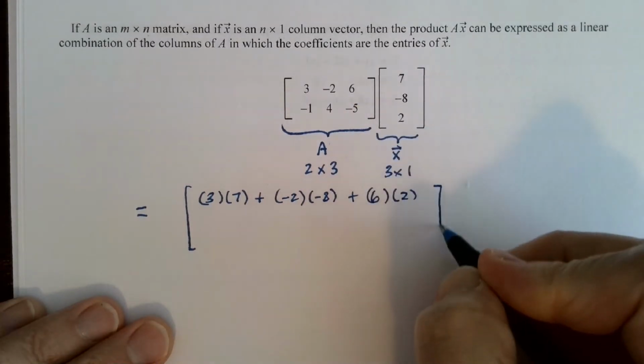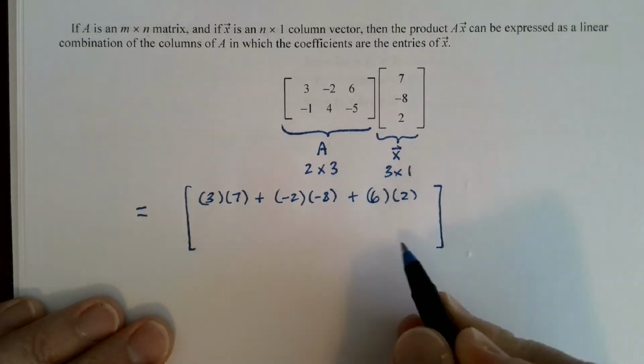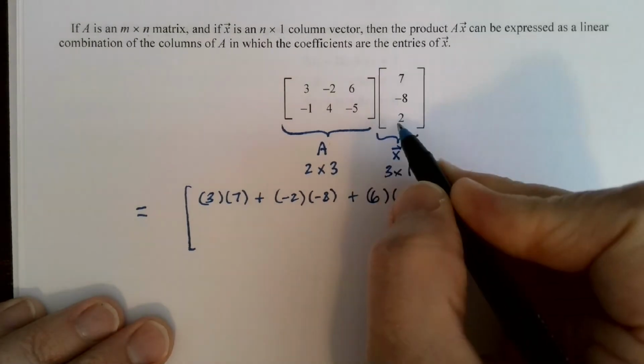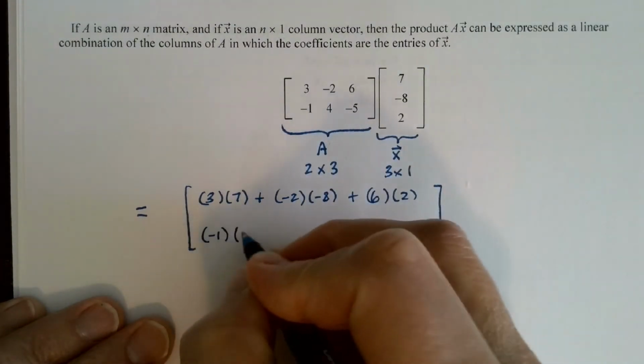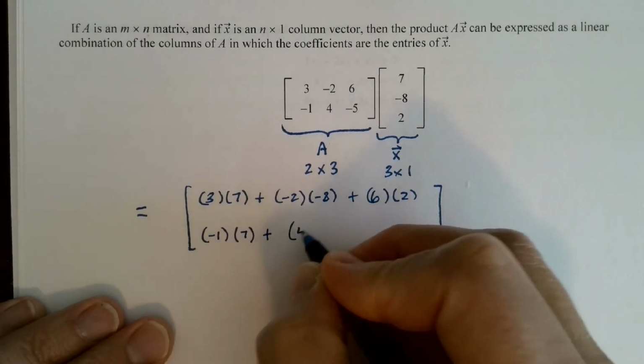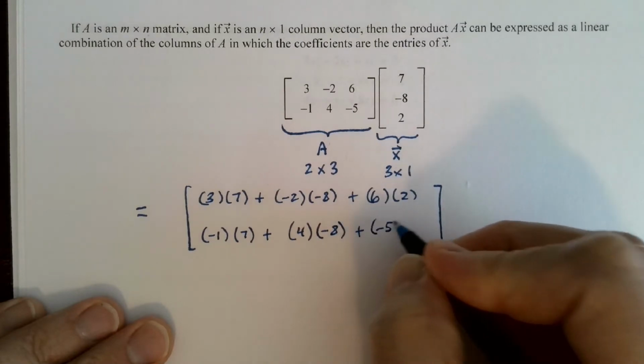And that's our first row in our 2 by 1 matrix. And then the second row is what? Take the second row times the column. Second row dotted with the column. So negative 1 times 7, and so on, for negative 8, negative 5, and 2.